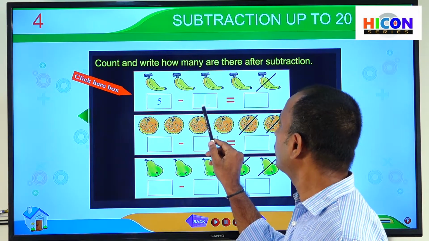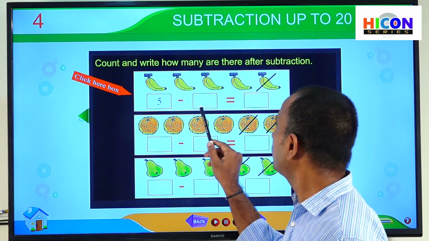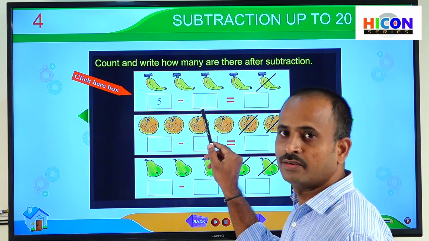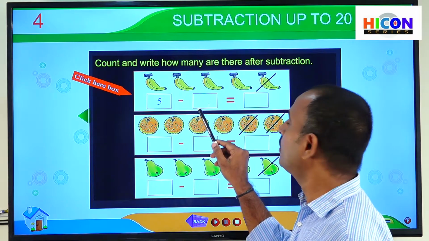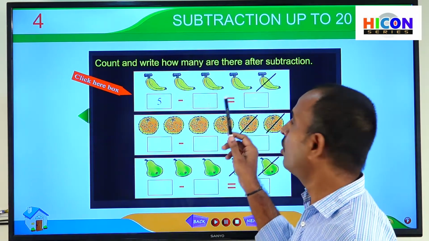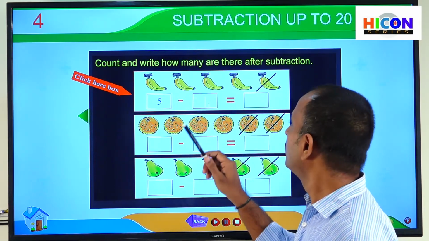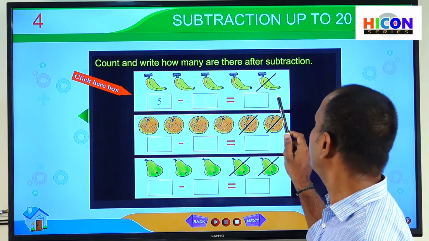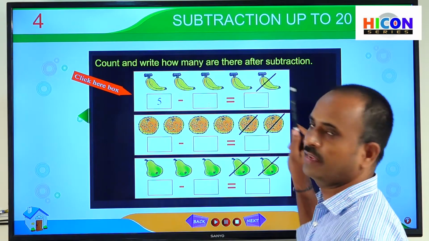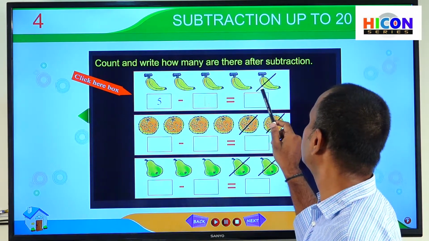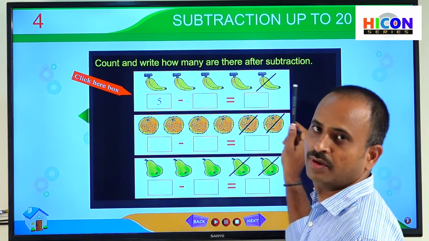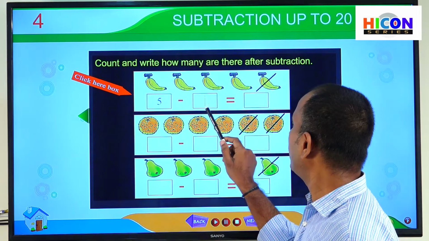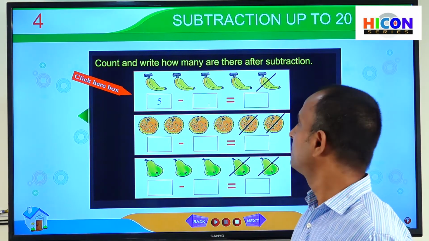Next, what do we have to write in the second box? Here we have to write the number which represents how many objects are taken away. That means how many objects are struck off. So let us see how many objects are struck off. How many bananas are struck off? So 1 banana is struck off. That means 1 banana is taken away from these 5 bananas. So write 1 in the second box.